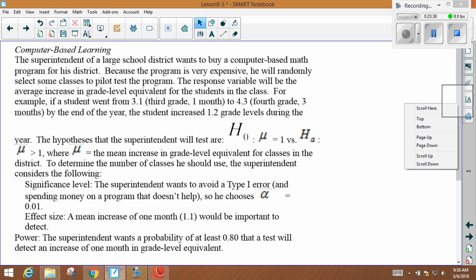All right. So the superintendent wants to avoid a type 1 error. So he chooses a very, very low alpha level. Okay. And then we look at the power of the test.